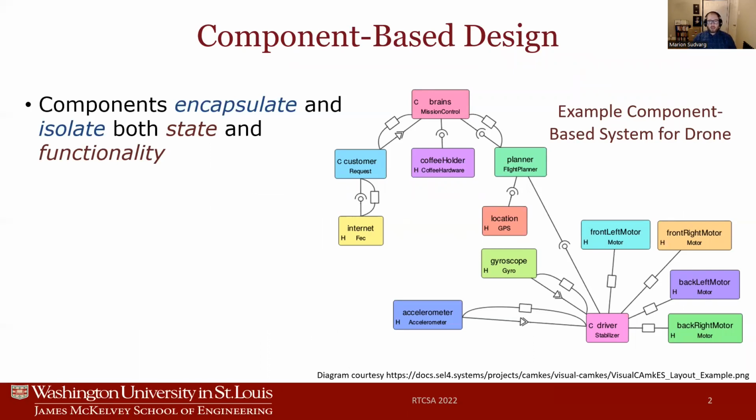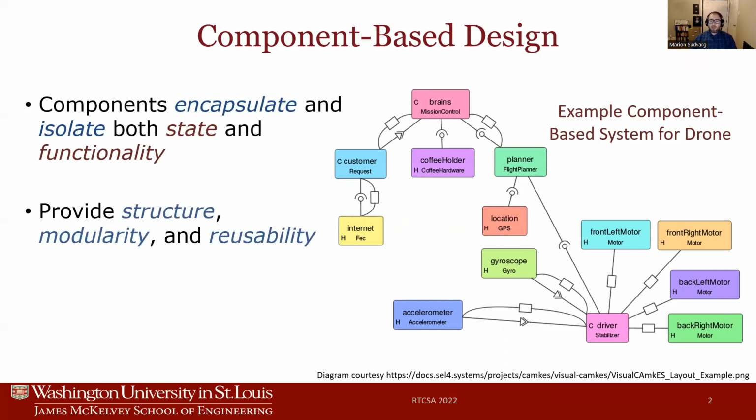The diagram here illustrates an example component specification for a drone system. Notice that each concern of the system, including the interface with various pieces of hardware, as well as control algorithms, is compartmentalized into its own component. Components provide structure, modularity, and reusability. This makes it easy to modify pieces of the system.